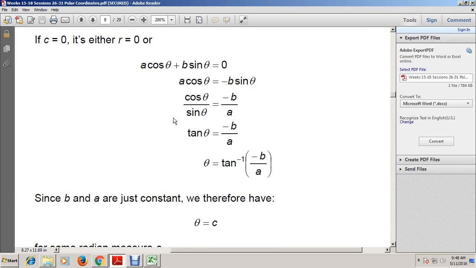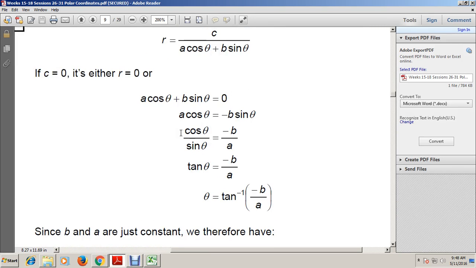So this is another typographical error. Consider revising your notes in this course. Again, a cosine theta plus b sine theta is equal to 0. Transpose one of the terms to the other side, so that becomes negative b sine theta. If we solve for sine over cosine, that means you have a over negative b as your sine over cosine.